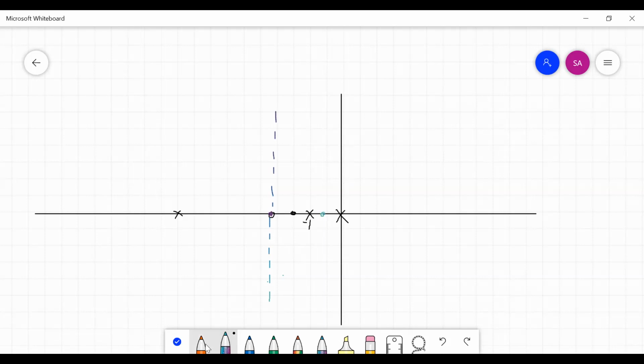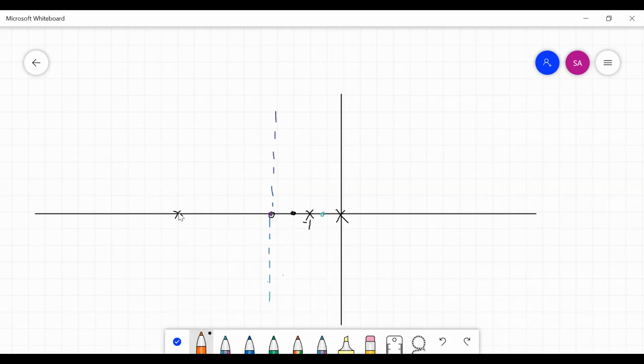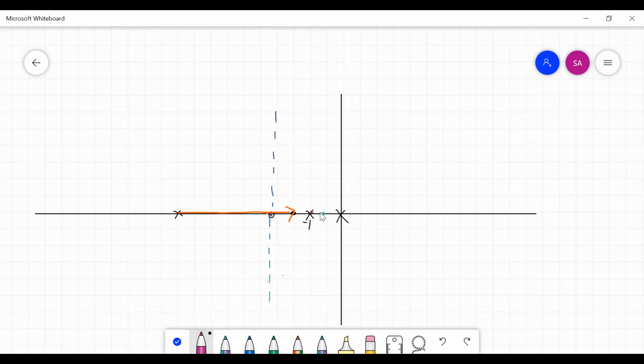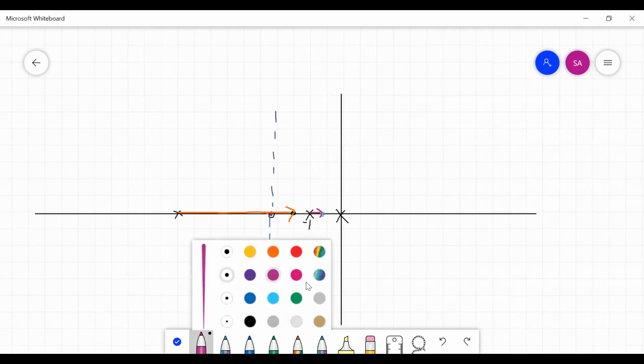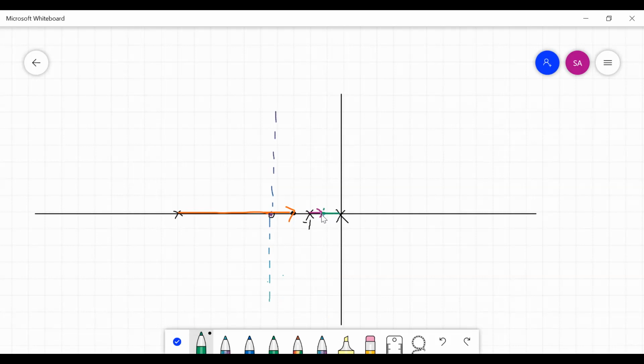Now let us start drawing the root locus. What did we say? One of the root locus starts from this pole and it comes and ends at this 0. Okay, there is a 0 here, so it ends here. Then we have two poles, so we'll have two more root locus. One starts and comes here. There is another one also which starts from here and it comes here, both of them.